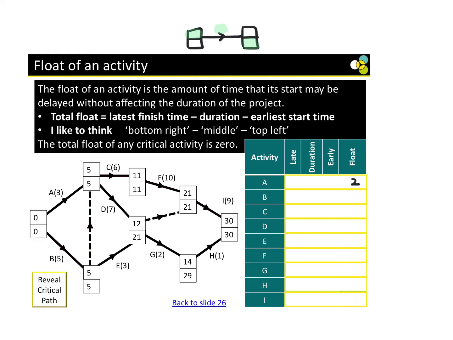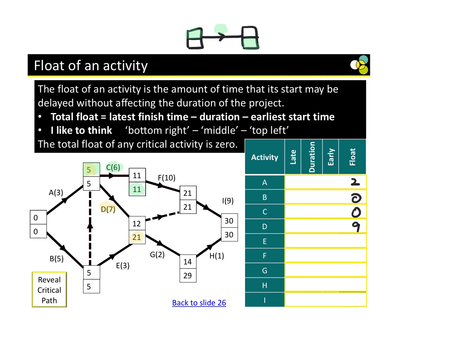Okay? For B, we're going to have 5 minus 5 minus 0, 0. For C, so if we look at C, we're going to do 11 minus 6 is 5 minus 5, 0. Now we already know this is a critical activity because we know the early event time is equal to the late event time. Okay? Then we have D. Now for D, we're going to do 21 minus 7 is 14 minus 5 is 9.